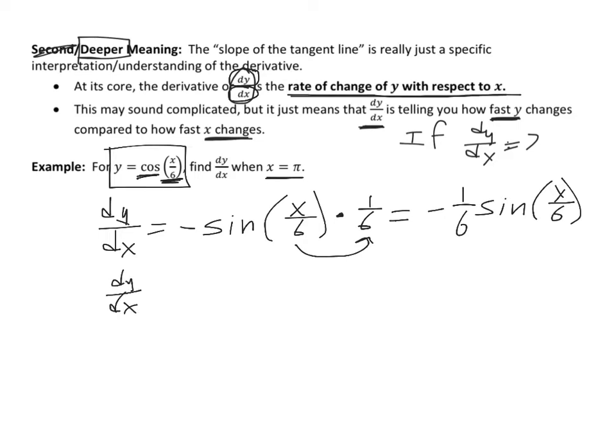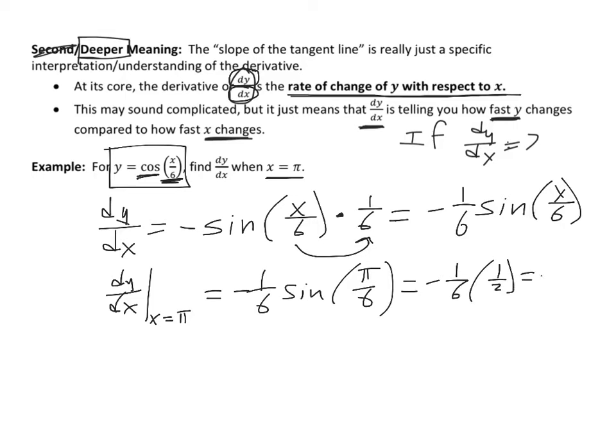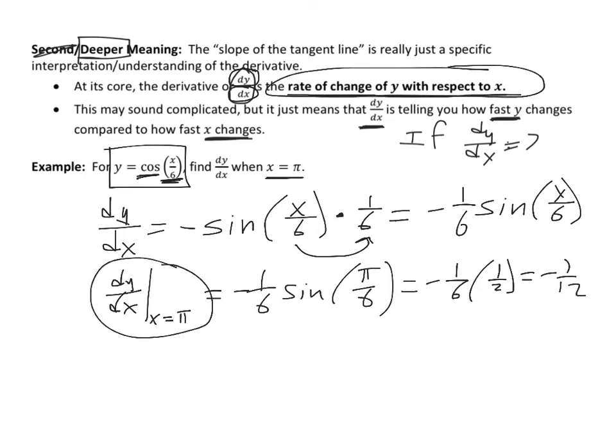So dy/dx when x is pi is negative 1/6 times the sine of pi over 6. Well, the sine of pi over 6 is 1/2. So this is negative 1/6 times 1/2. That's negative 1/12. Now remember, dy/dx is supposed to represent the rate of change of y with respect to x. So what does this tell you?